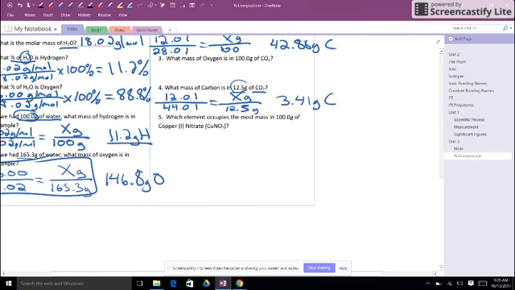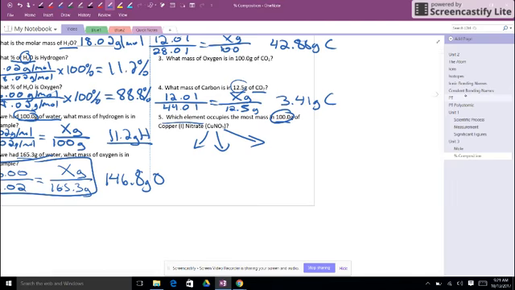Okay, what about this last question? Which element occupies the most mass in a 100 gram sample of copper(I) nitrate, CuNO3? So for this problem, since we're dealing with the same amount here, I think we can just look at the masses of these 3 elements and just choose the one that has the greatest mass. And that'll be the greatest part in the whole.